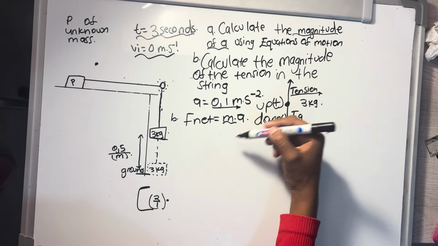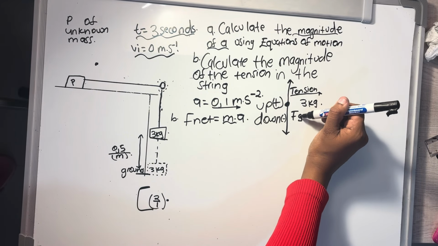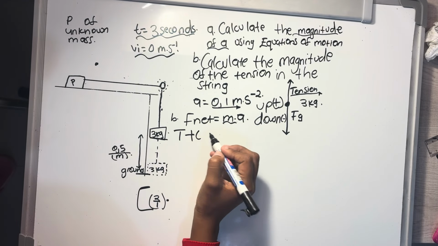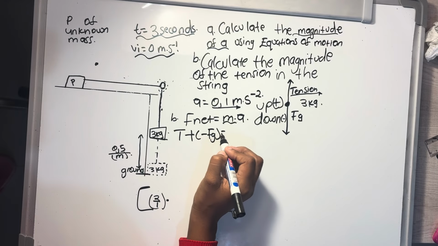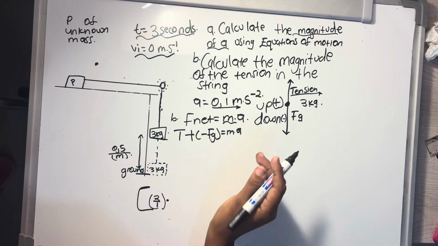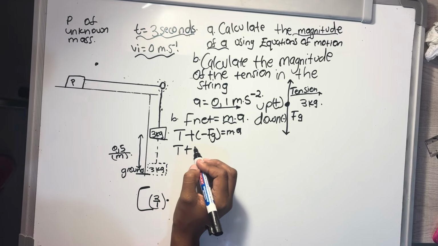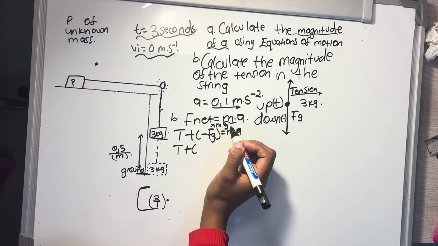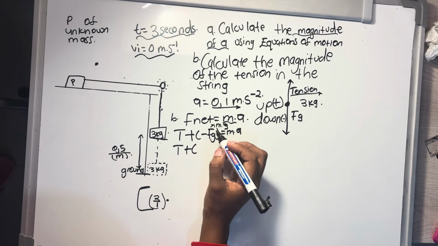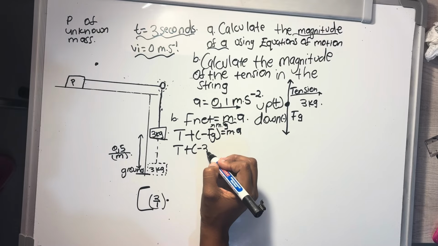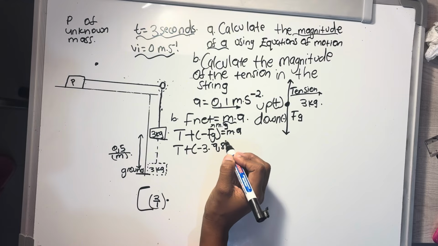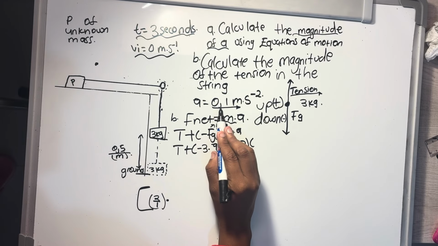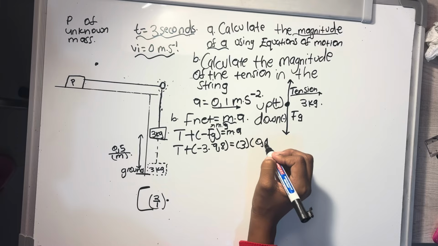Right. So what is our upward force? It's tension. Our downward force is Fg, right? So we're going to have tension plus negative Fg equals m dot a. Now we can just substitute in. So we have T plus, what is Fg? Remember, Fg is just mass times gravity. So minus, what is the mass? 3 kilograms multiplied by 9.8 equals, what is this m? It is 3 as well. What is the a? We just calculated a, so it's going to be 0.1.